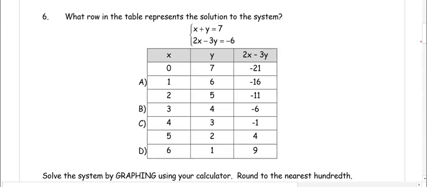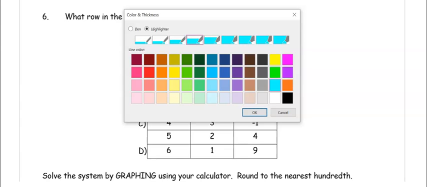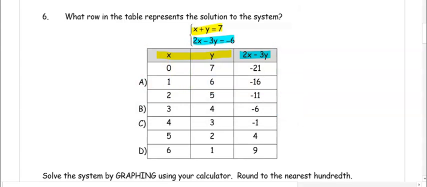In number 6, what row represents the solution? So remember, when we're solving by a table, the first equation is represented by the first 2 rows. The second equation is represented by the third row. So we are trying to figure out in what row we are equal to -6. So if we look, here's -6, so that would be row B.